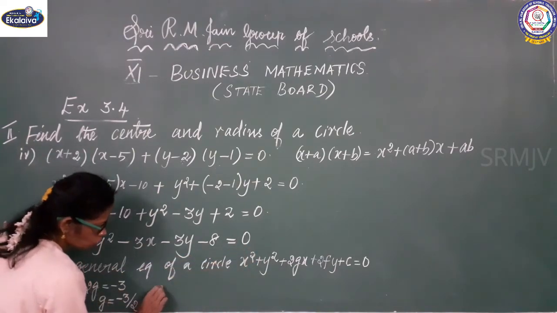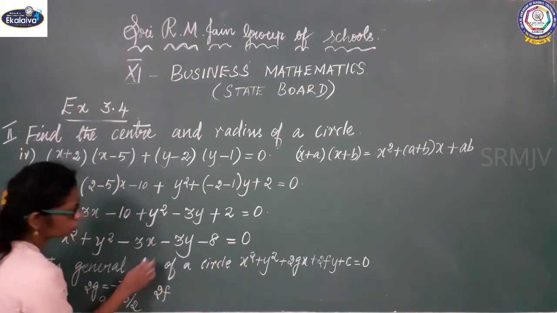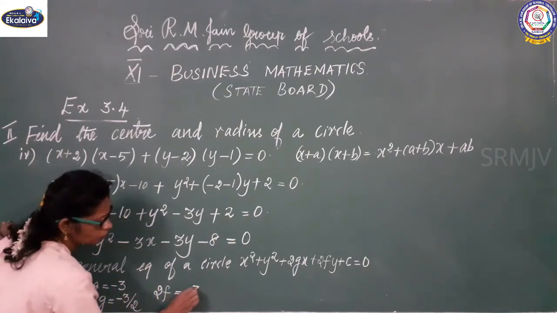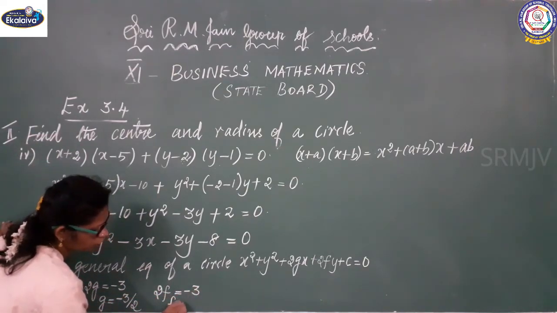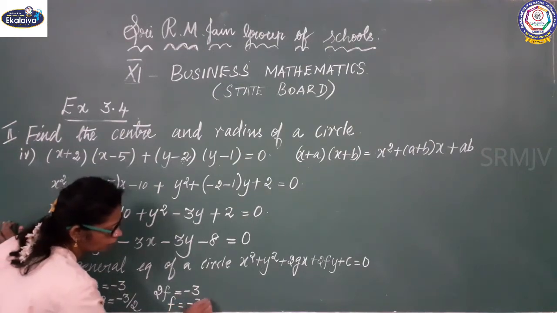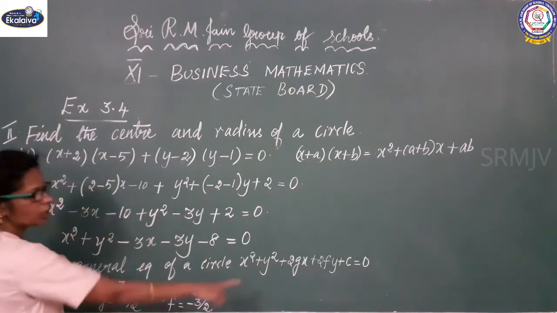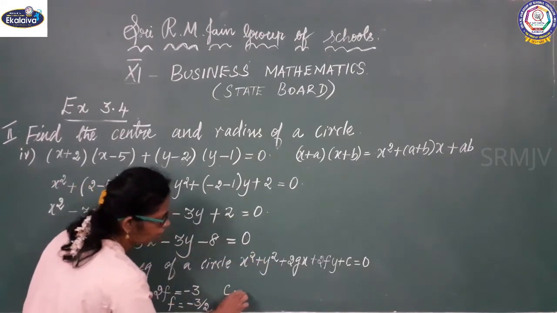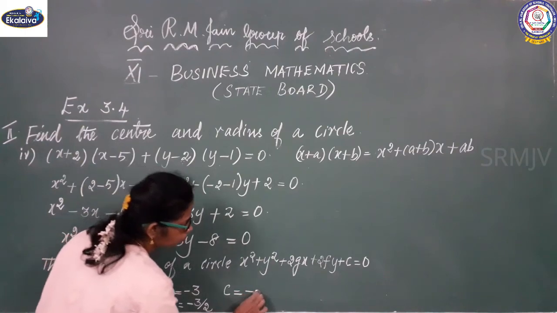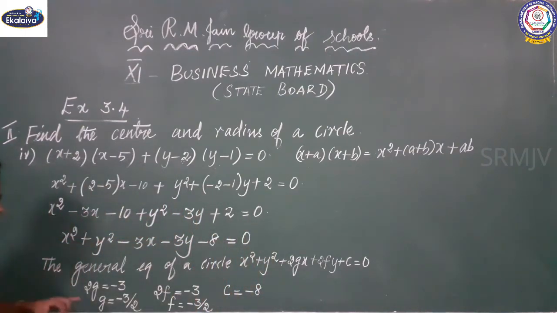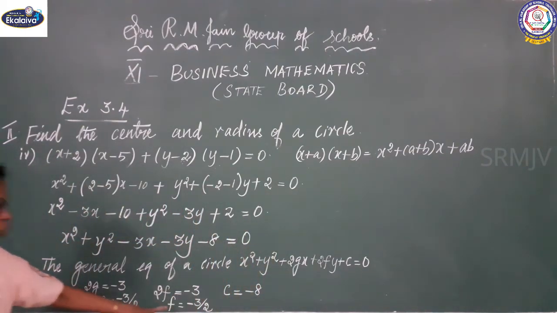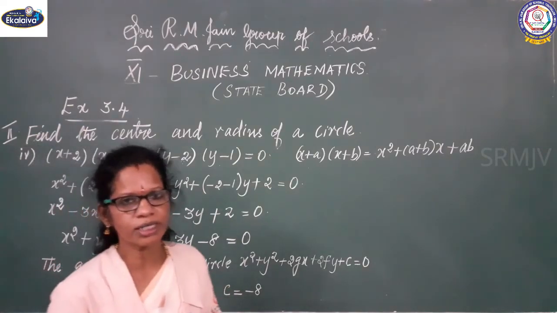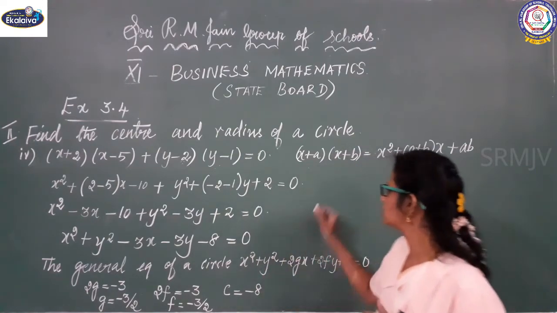Coefficient of y is 2f. Here what is the coefficient of y? Minus 3. So f = -3/2. Here what is your constant? In general it is c. From the given it is minus 8. Then you know what g, f and c are. Using that we are going to find out the center and radius.